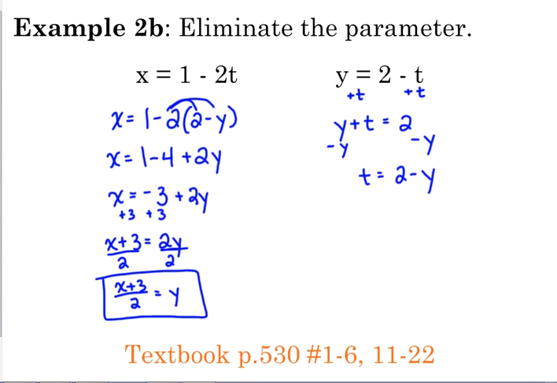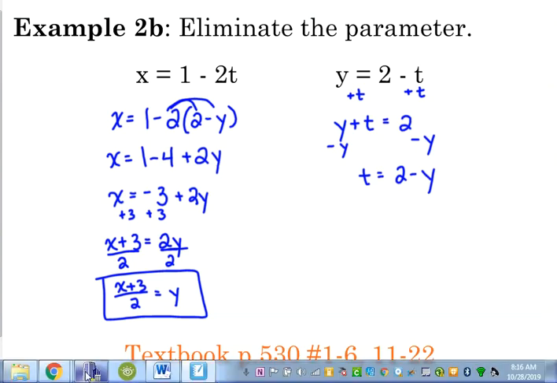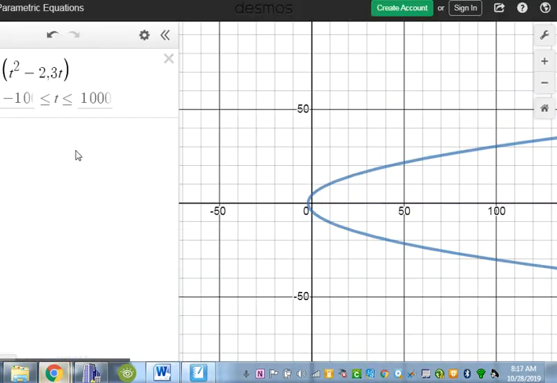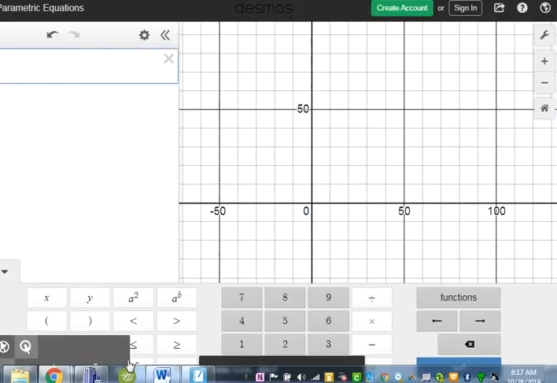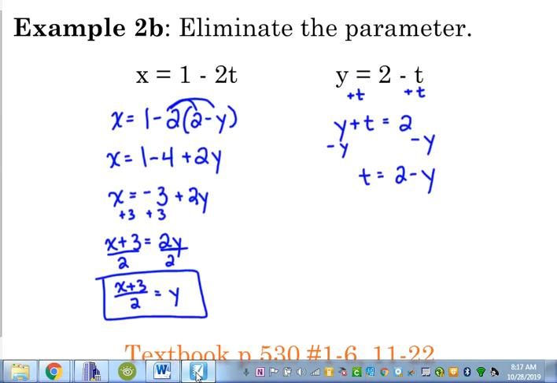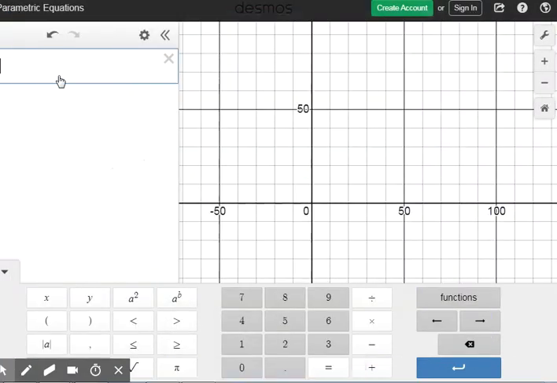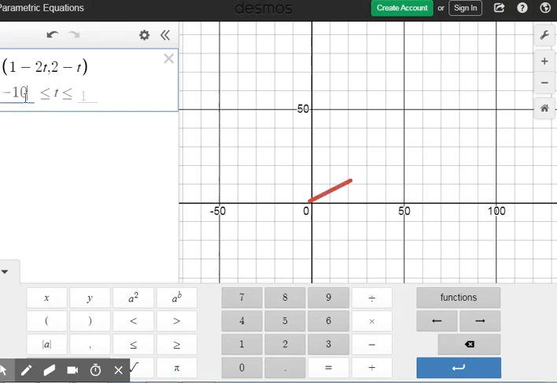Let me show you something really neat about Desmos. You don't have to have it solved for y for it to graph. So let me get rid of that real quick. Let's see here for equations. 1 minus 2t and 2 minus t. It didn't give us parameters, so I'm just going to go -100 to 100, okay, so that I can graph enough of that.